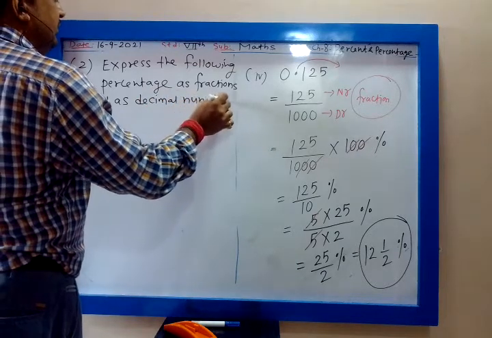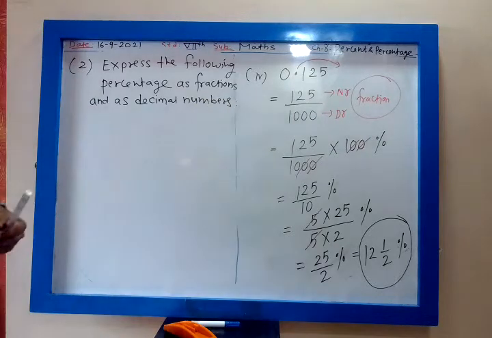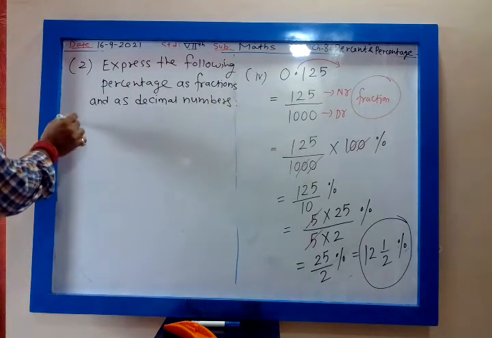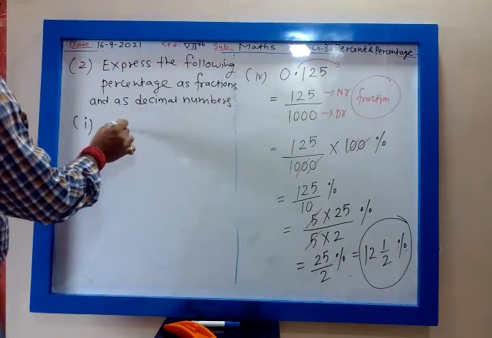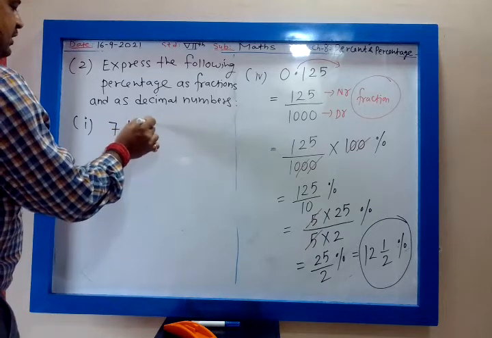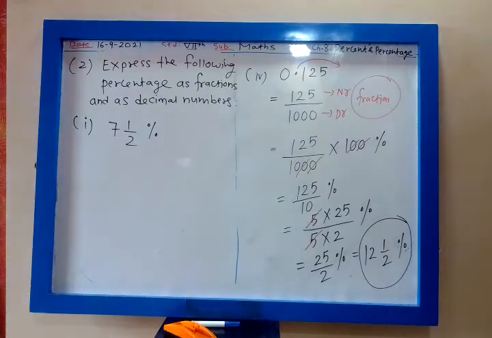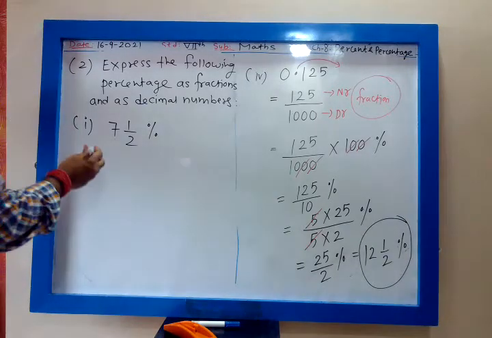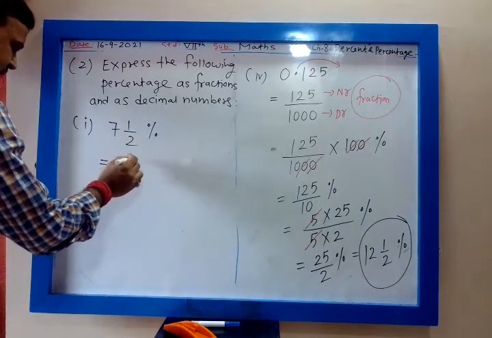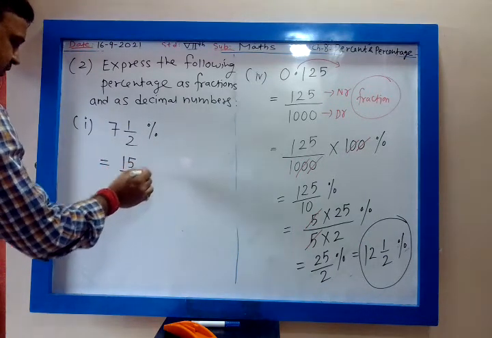Okay, we will do it step by step. First it is 7 1/2%. See, I have told you the definition. First you convert the mixed fraction into an improper fraction. What is 7 1/2? Tell me. 15 by 2. 15 by 2%.